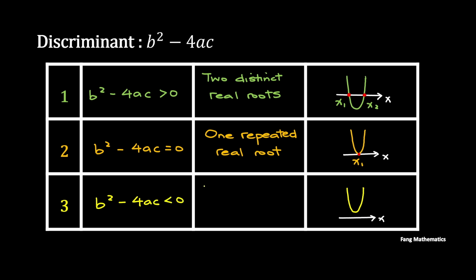In this case, you will have no real roots. The reason is we cannot have a real root answer when the value under the square root is smaller than 0. And by referring to the graph, you should see that there is no intersection between the x-axis and the graph. So that tells you you will not find a real root solution when your discriminant is smaller than 0.